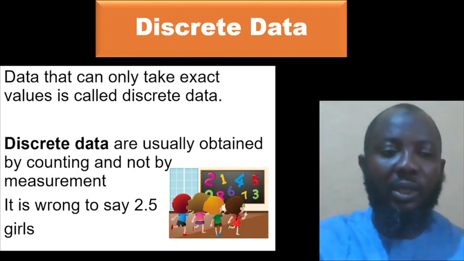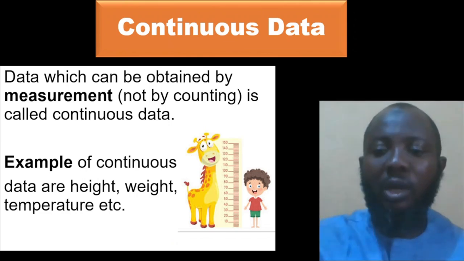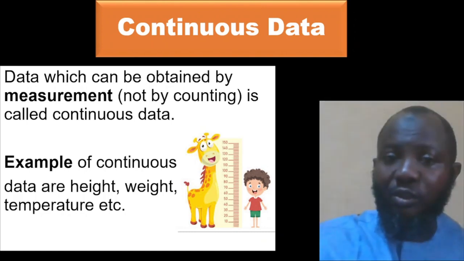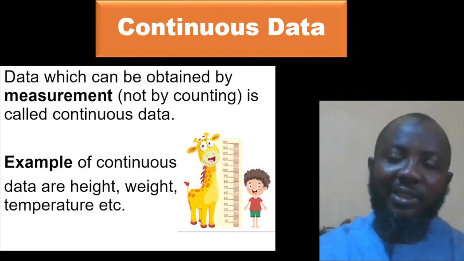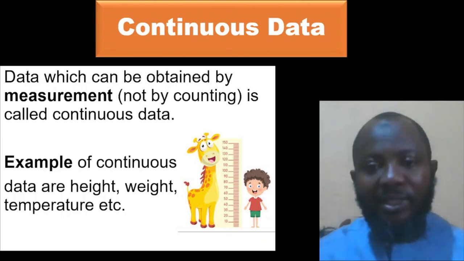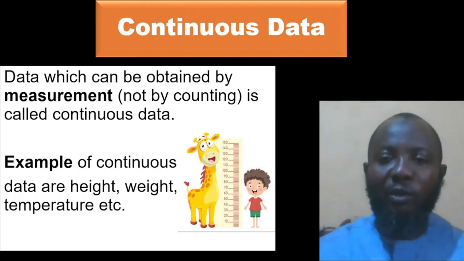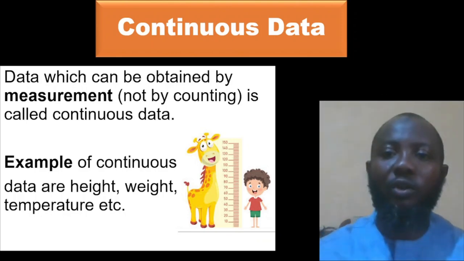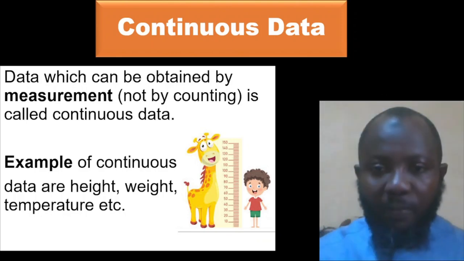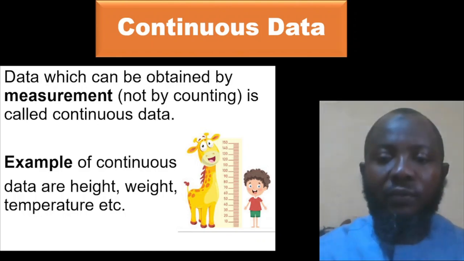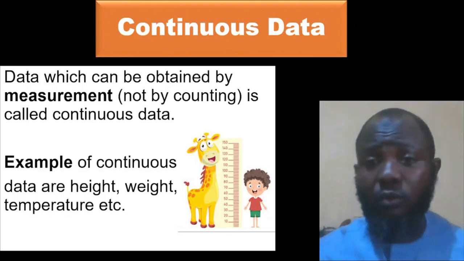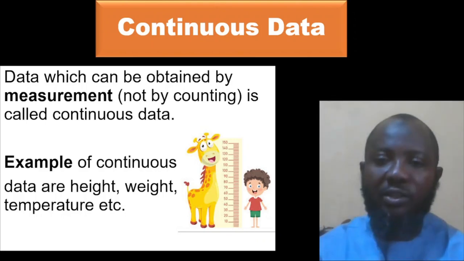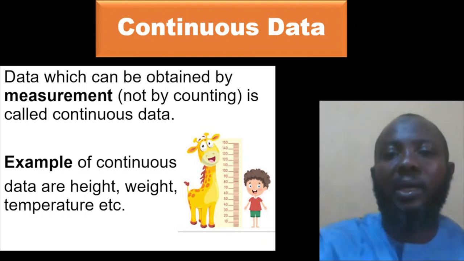So the next one is continuous data. When we talk about continuous data, it is data which can be obtained by measurement, not by counting. You just have to measure. You want to measure the height, you want to measure the weight. So when you measure your height, sometimes you get an exact value. You might be 6 feet tall, or you are 6.2 feet tall, or 3.2 feet tall, 3.5 feet tall, and so on and so forth. Which means you can have decimals in between the numbers. You can have fractions.